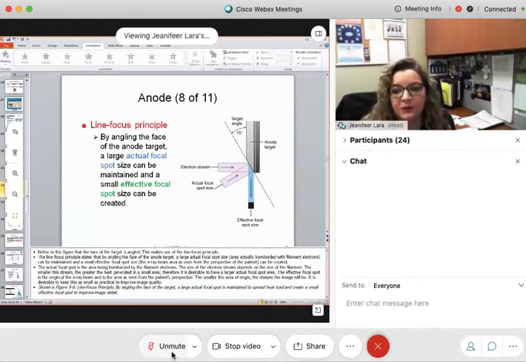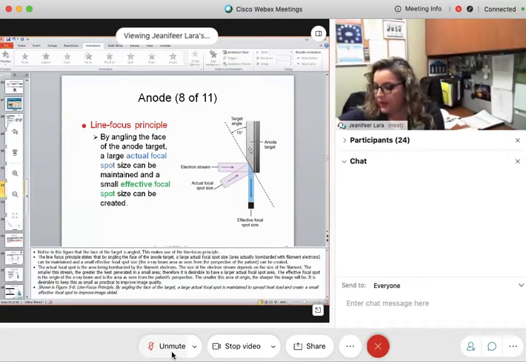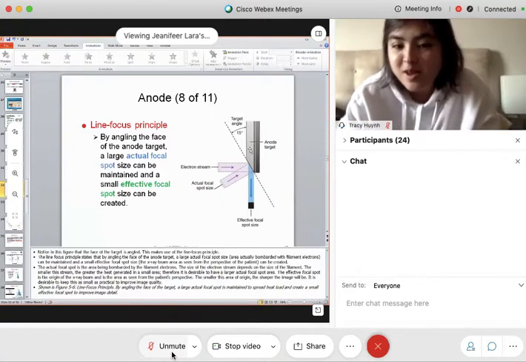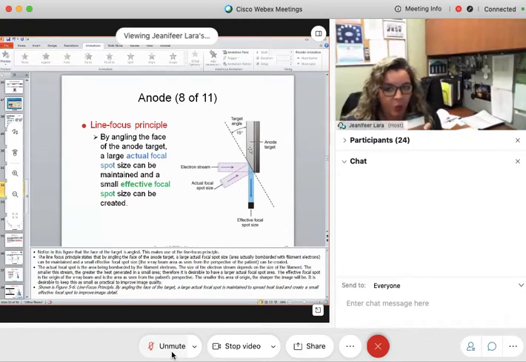The line focus principle states by angling the face, remember I said face, of the anode target. What kind of target do we have on the rotating anode? Tracy, what kind of target do we have? The actual focal spot? Nope, not yet. What kind of target do we have on the face of the anode disc?